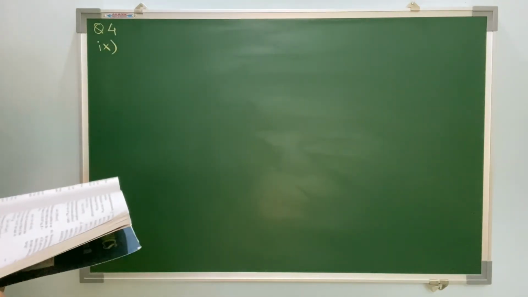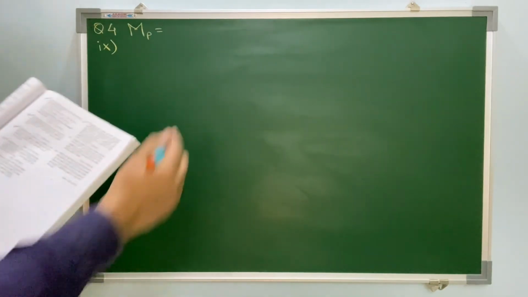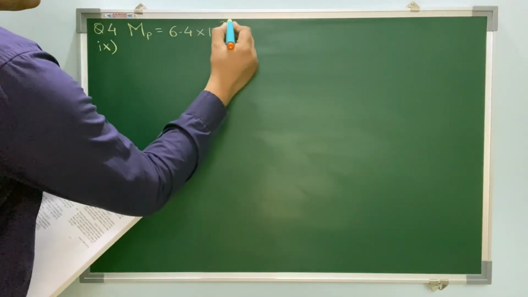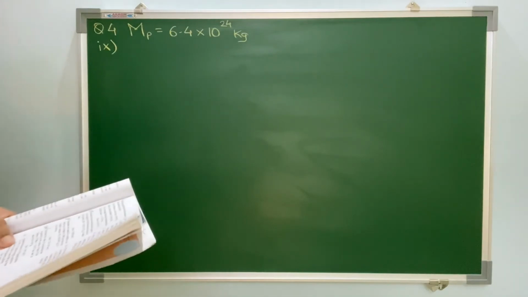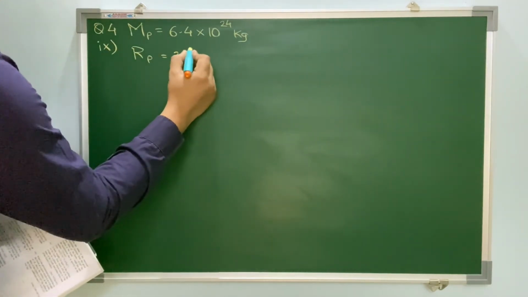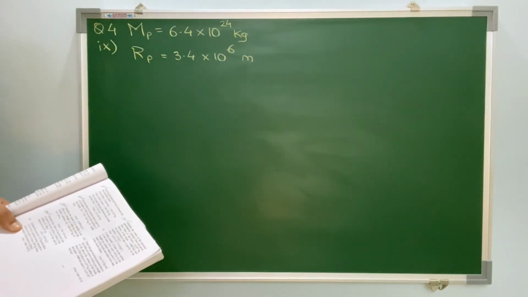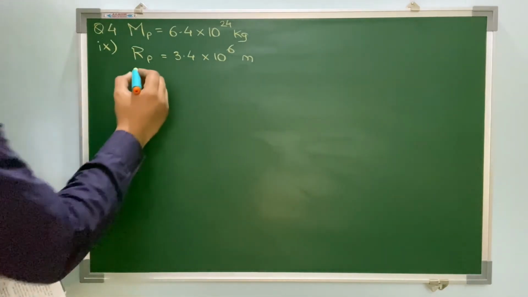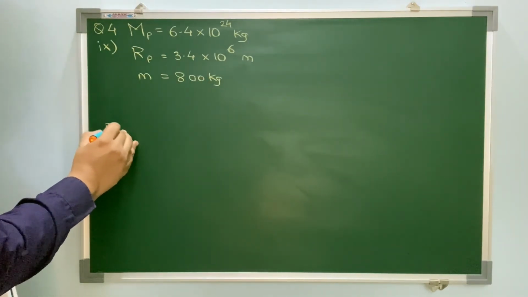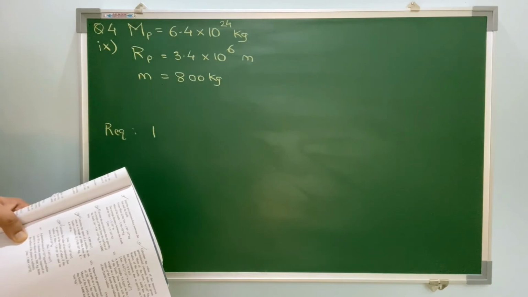Within that, planet has mass, so let's say capital M for the planet is 6.4 into 10 raised to 24 kgs, and the radius is given to us. So radius of the planet 3.4 into 10 raised to 6 meters. Calculate the energy required to remove an object of mass 800 kg. So small m is 800 kgs and we need the energy. So required is energy. Okay, so energy required to remove this object from surface to infinity.